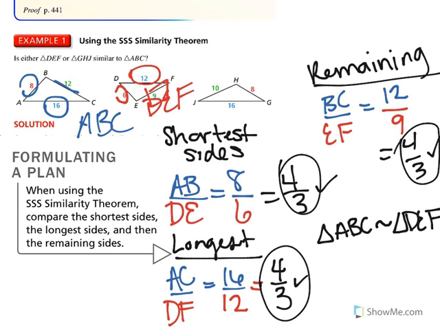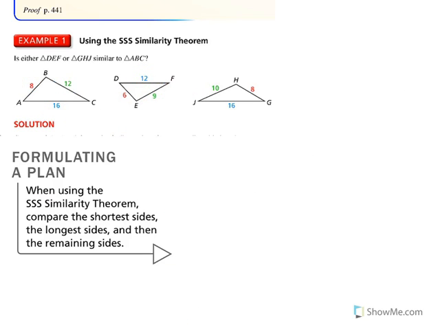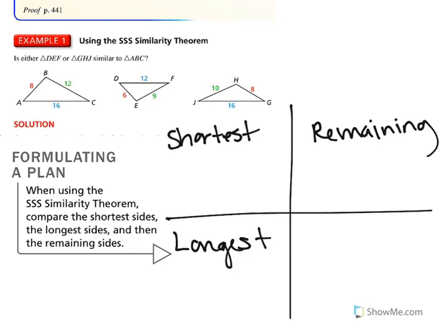I still have one more triangle I need to check. So that's GHJ. I'm going to go ahead and clear all these contents. So I'm going to compare the shortest side, the longest side, and the remaining sides. And I want to see if ABC is similar to GHJ.